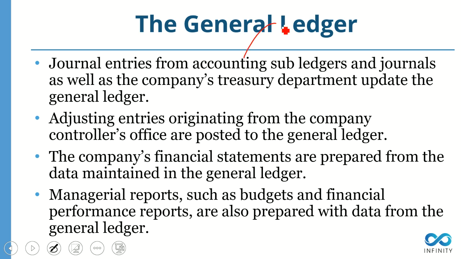Journal entries from accounting and subledgers, which are different modules, as well as the company's treasury department, update the general ledger. Sometimes you have to make adjusting entries directly in the general ledger. They do not come from or get retrieved from any other module. You make these adjusting entries directly, and they need to be maintained in the general ledger.